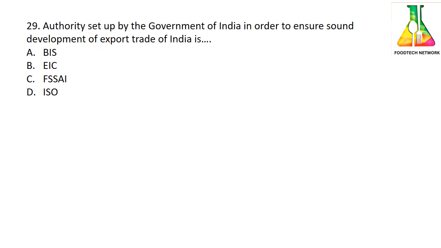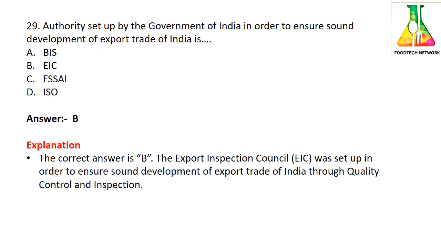29. The authority set up by the Government of India in order to ensure the sound development of export trade of India is option A BIS, option B EIC, option C FSSAI, and option D ISI. Option B, that is EIC. The Export Inspection Council, known as the EIC, was set up in order to ensure the sound development of export trade of India through quality control and inspection.